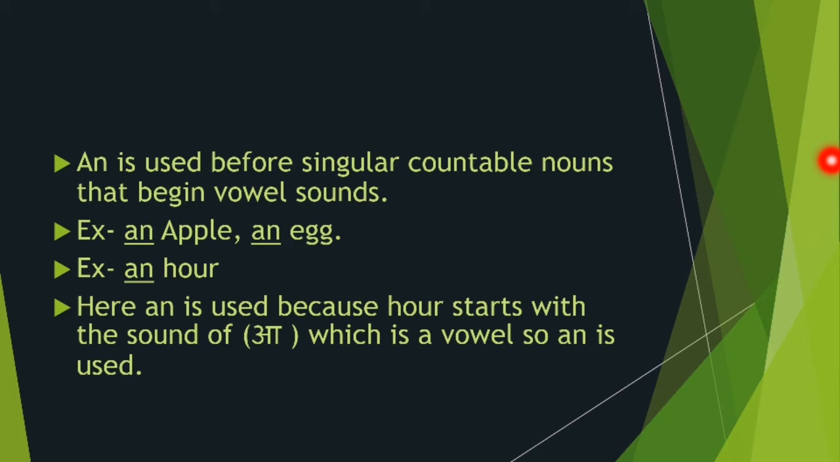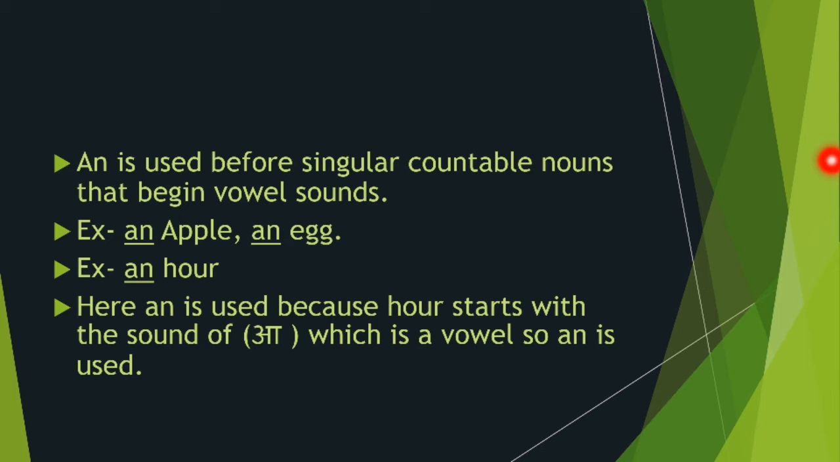An hour, an hour. अच्छा, now you will think कि मैम इसमें तो h आ रहा है और h तो vowel नहीं है, बट फिर भी हमने an यूज किया है. क्यों यूज किया है an? Again you have to check the sound of the word. Hour, which sound is coming? A sound is coming, and A sound is a vowel sound, और vowel sounds के साथ you are going to use an. Okay, so here you have used an.